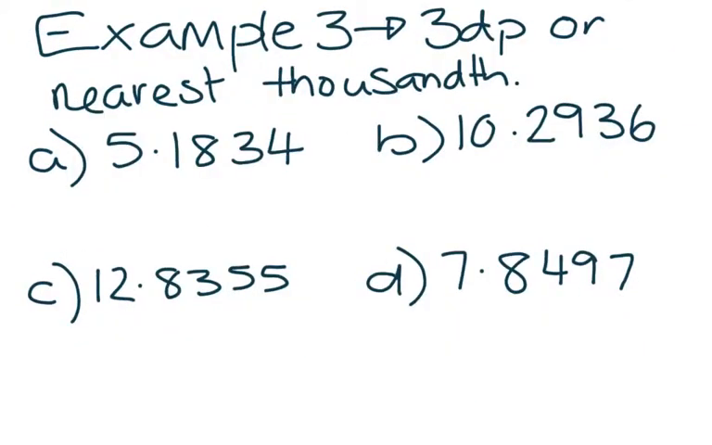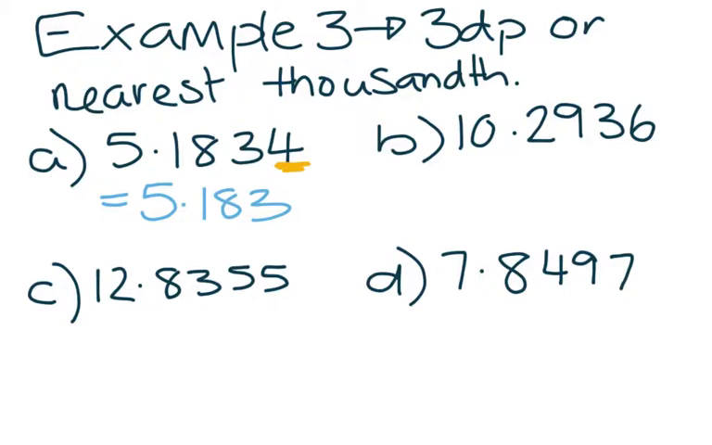So when we're rounding to 3 decimal places, we're actually looking for the 4th number. So the 4th number after the decimal point in this first example is 4. And if we look at it, is it going to make it go past that halfway point to the next number up, or is it going to go back down to the number that was before it? Now, because it's a 4, it's not past halfway. So it means that this number would just stay as 5.183 to 3 decimal places.